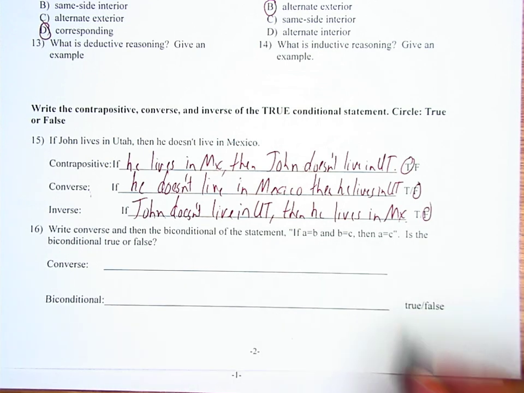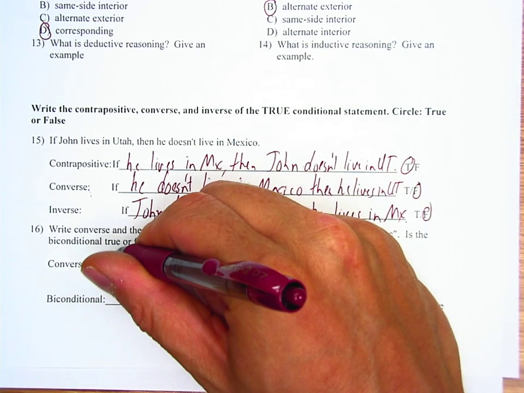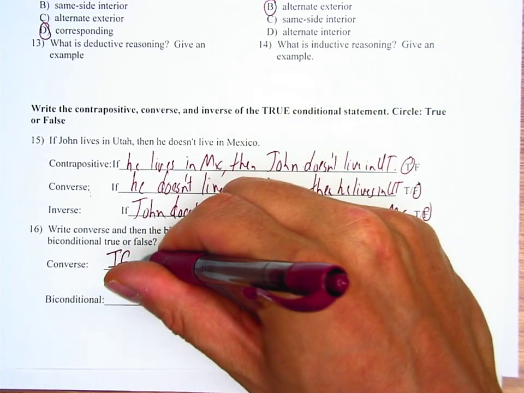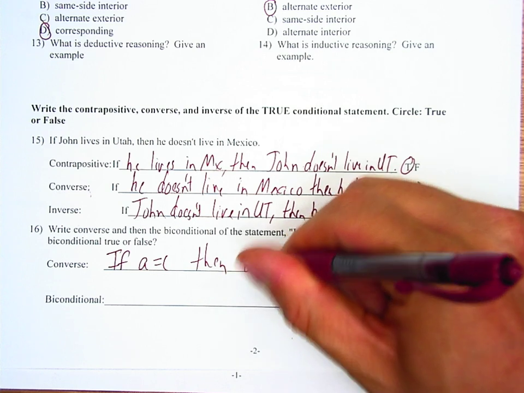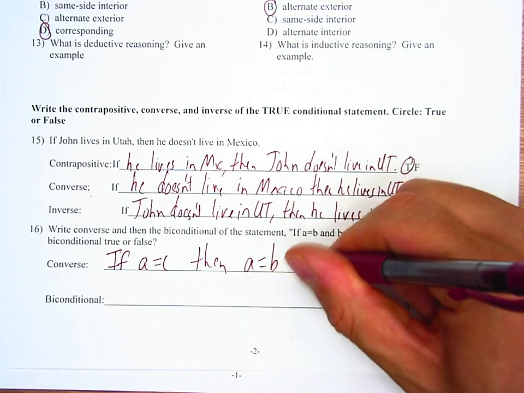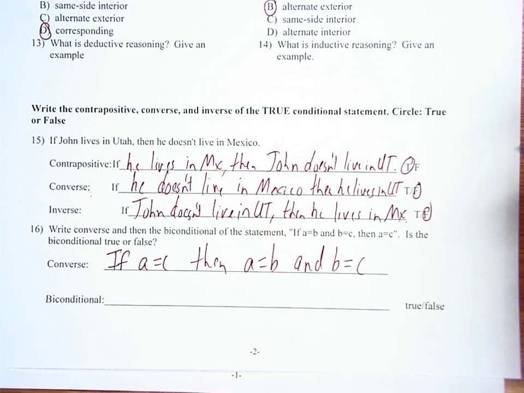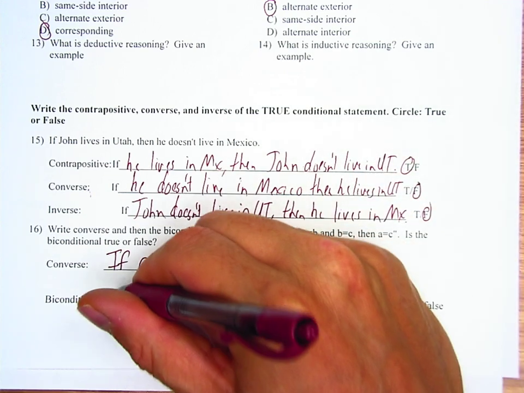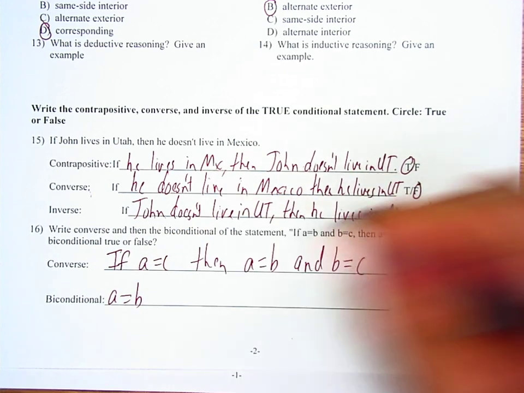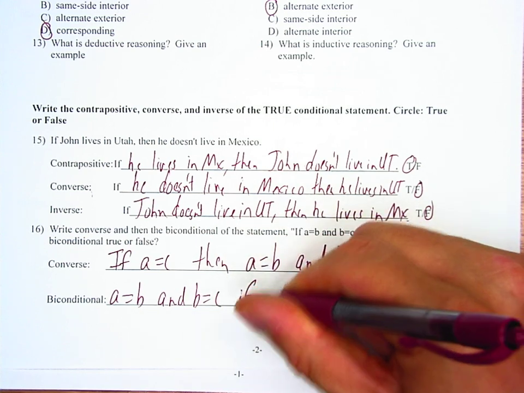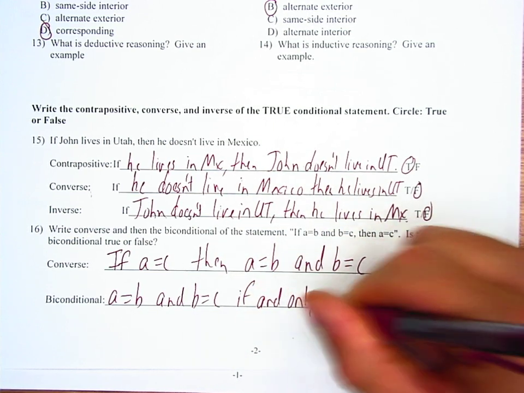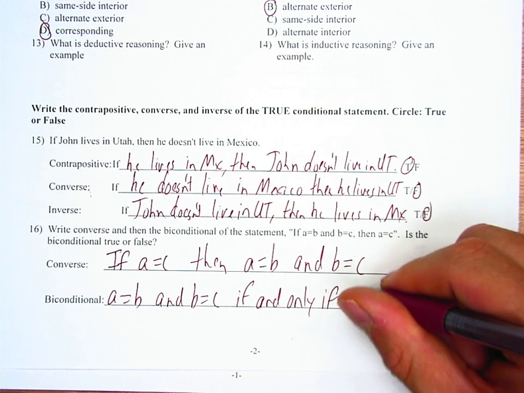Write a converse and then write this biconditionally. So I'm going to switch the statement around. If A is equal to C, then A is equal to B, and B is equal to C. And the biconditional: A equals B, and B equals C, if and only if A is equal to C.